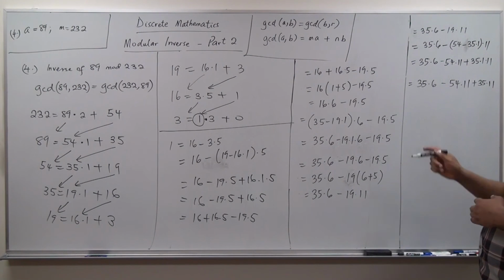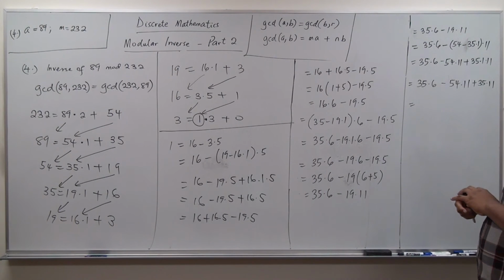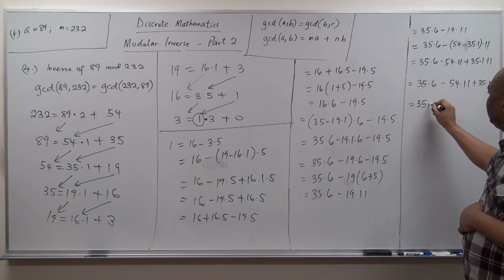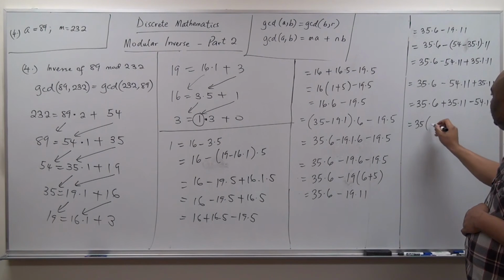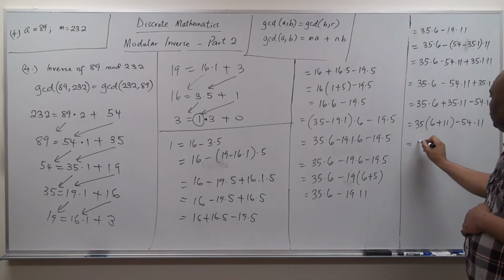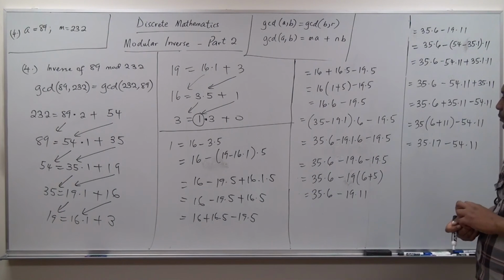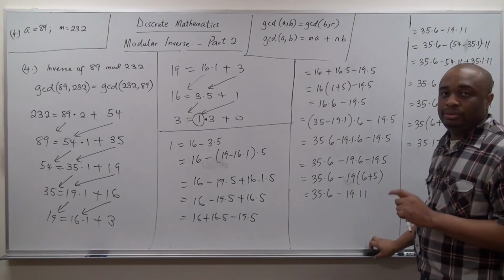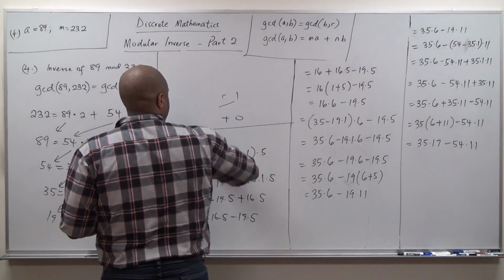Okay? Which is now, let's get the like terms together. 35 times 6 plus 35 times 11 minus 54 times 11, which is 35 into 6 plus 11 minus 54 times 11, which is 35 times 17 minus 54 times 11. Okay? So we continue, we solve for 35 next. I've got to clean this, okay?